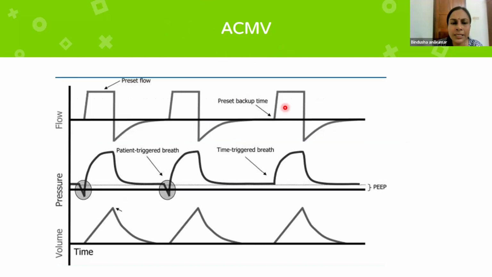So this is the ACMV mode. Here, actually, this is the volume control ventilation. You can see that the patient is getting a constant flow. Okay. Here, the first breath is initiated by the patient, so it is an assisted breath. Okay. And this is also another assisted breath, and this is a controlled breath.